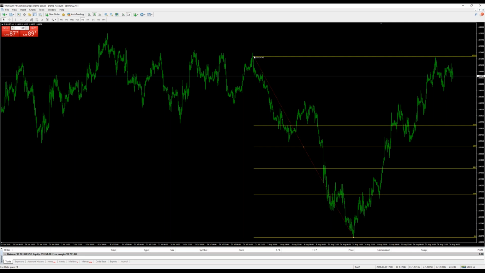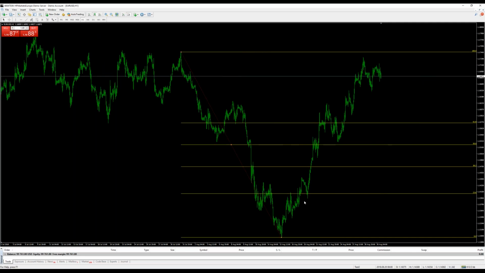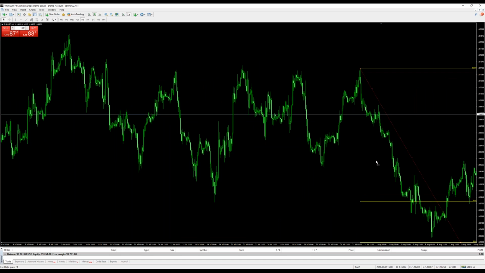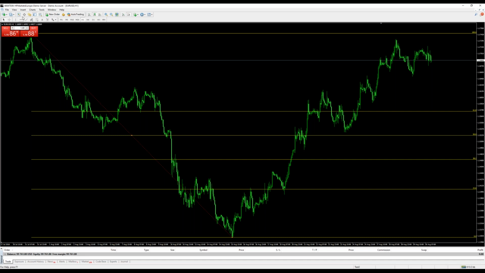Let's raise it to this point and see what these levels now show us. Okay, so this all depends on how you draw it and what points you take as your starting and your ending point.